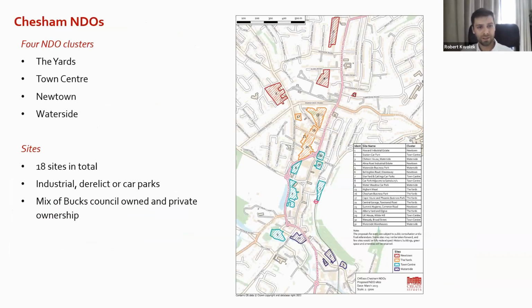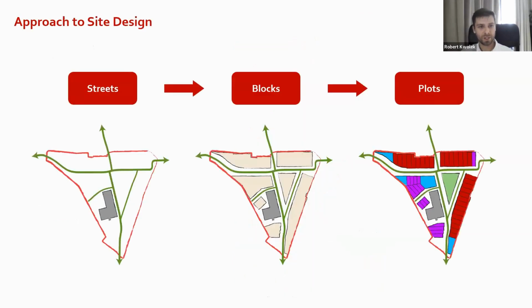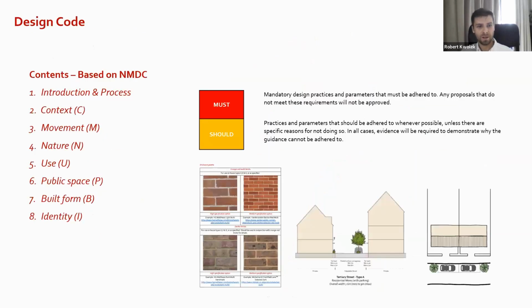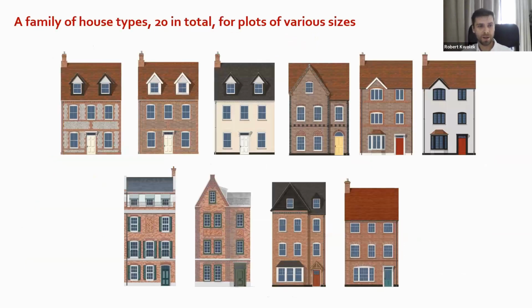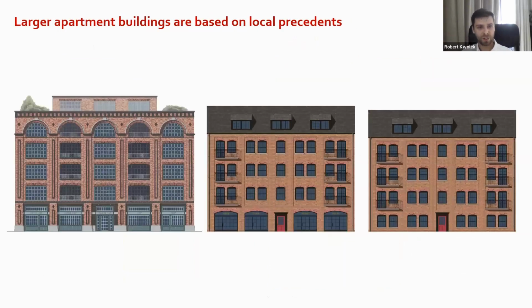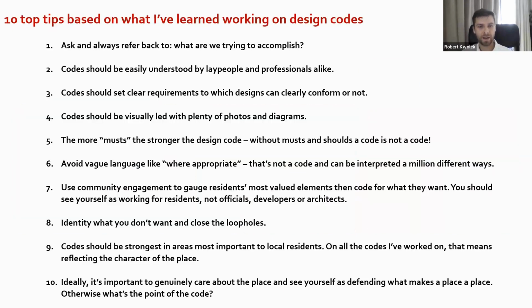4 NDO clusters, 18 sites in total on a variety of infill sites. Here's the approach we've been using with site design, starting with street design, zooming into blocks and then individual plots. The approach we've been using is coding which house types you could use for individual plots, and then quite strict codes about what you could do on those. Here's a family of house types. We designed 20 in total for the various plot sizes and various sites that we have. And then also some that respect the local heritage for larger buildings, for blocks of flats, which are quite similar to a lot of the warehouse buildings that Chesham has historically had.